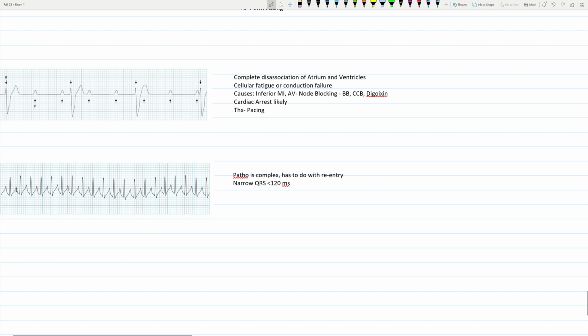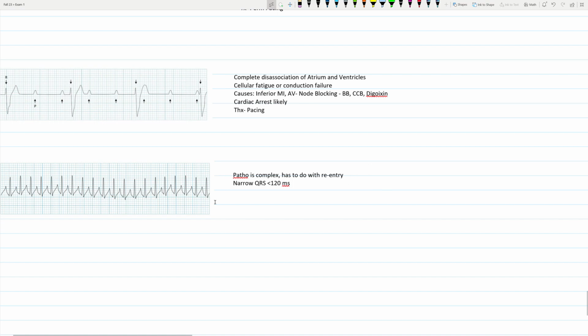Looking at this one, what do we got going on here? If you said SVT, you would be correct. This is supraventricular tachycardia. Okay, this can be life-threatening. This can happen randomly, or it can happen for a numerous amount of reasons. Okay, so when we're looking at this, the pathology is complex. I'm not going to have enough time to talk about this. If you're familiar with what re-entry is, this is going to be the main reason that we could have a cause for SVT, due to re-entry rhythms, or re-entry conduction.